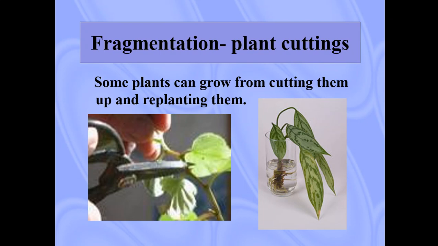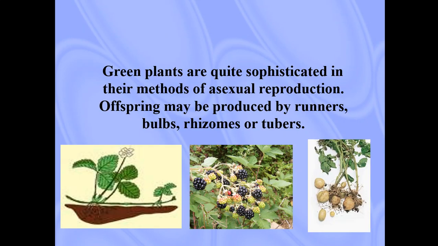Okay, so yan. So green plants are quite sophisticated in their methods of asexual reproduction. So offspring may be reproduced by runners, bulbs, rhizomes, or tubers. So kung makikita nyo, in plants, makikita nyo siya dyan. So that's on page 136. That is a vegetative propagation na tinatawag. Okay po? So let me repeat, green plants are quite sophisticated in their methods of asexual reproduction. So offspring may be reproduced by runners, bulbs, rhizomes, or tubers.